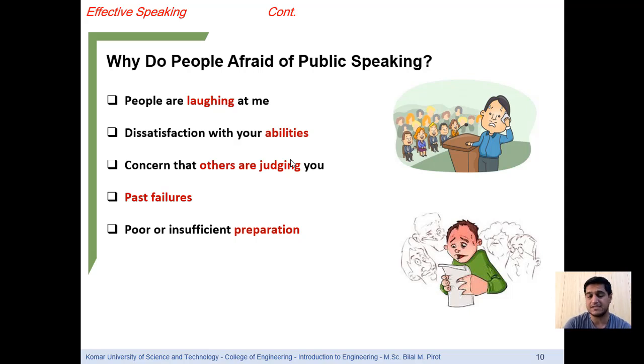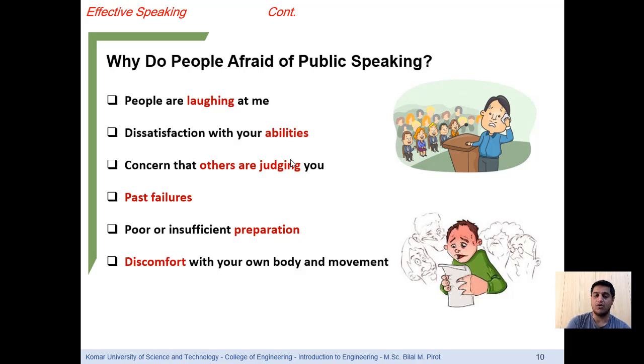Poor or insufficient preparation. Before speaking to a group of people, you should prepare yourself. This is very important. Most of the people don't prepare themselves and will go to a seminar to speak or to talk to a group of people. So this is a very big mistake. You should prepare yourself before speaking.